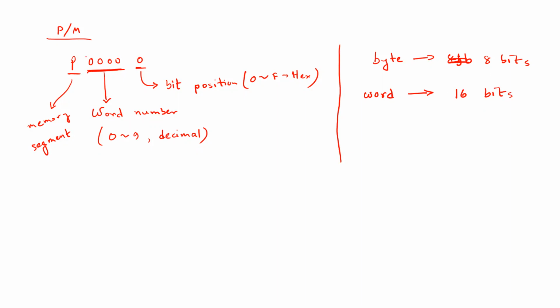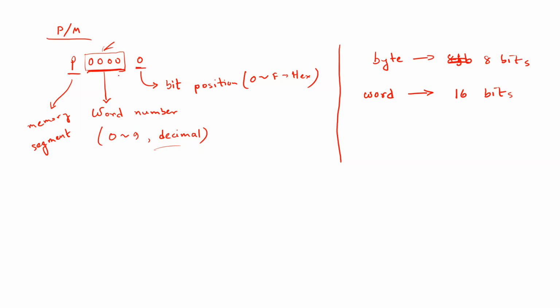So these 4 digits, or this number, which is a decimal number, represents a particular 16-bit word. Okay, each particular number represents a particular word or 16 bits memory location. So that is why these 4 digits are called word number.